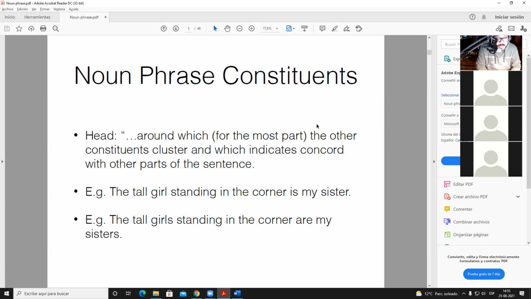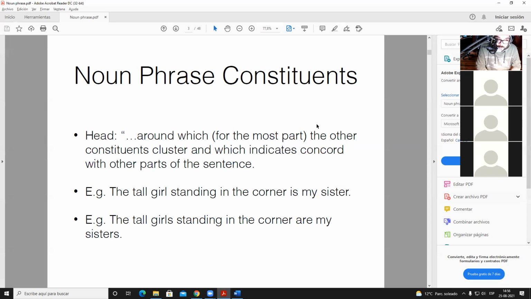That's the head, right? For example, the tall girl standing in the corner is my sister. Then, in that example, the tall girl standing in the corner is a noun phrase, where the noun head is girl, and the concord is between the determiner the and girl, because both of them are singular, and between the noun head girl and the verb head is, because both of them are singular and they represent the third person. How do I know what's the third person? The third person is, in fact, the pronouns he, she, it, right?